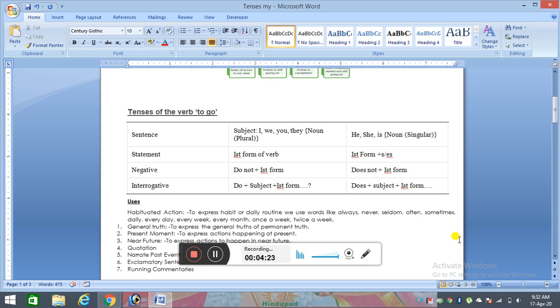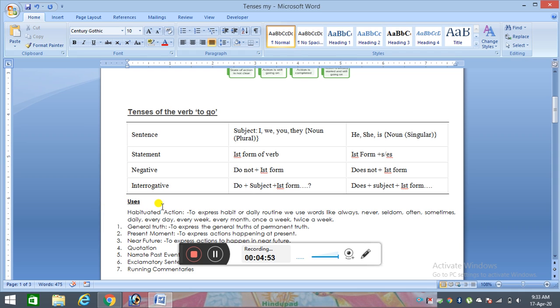So here you can frame a sentence. She goes to school. I go to school. Or negative, she doesn't go to school. You're just adding not. Or if it is I do not go to school, that is I don't go to school. Interrogative, this do comes first here. Do you go to school? Do I go to school? Does she go to school? All this.